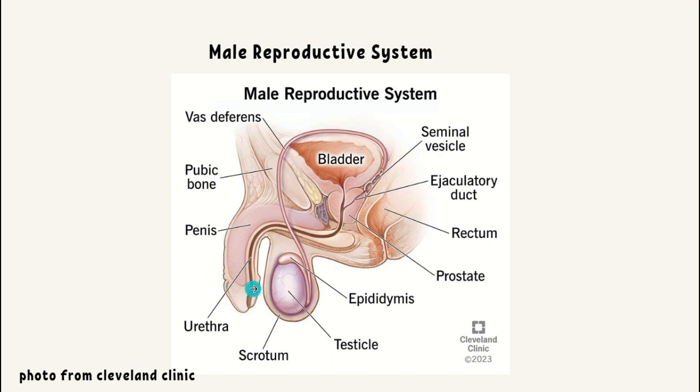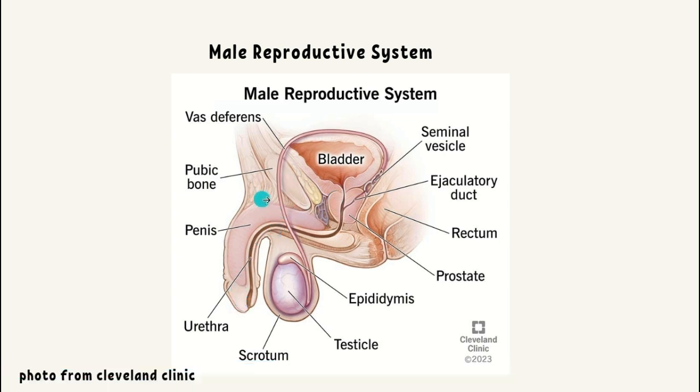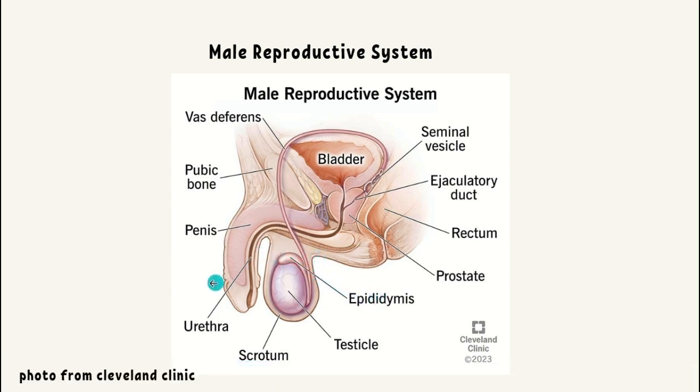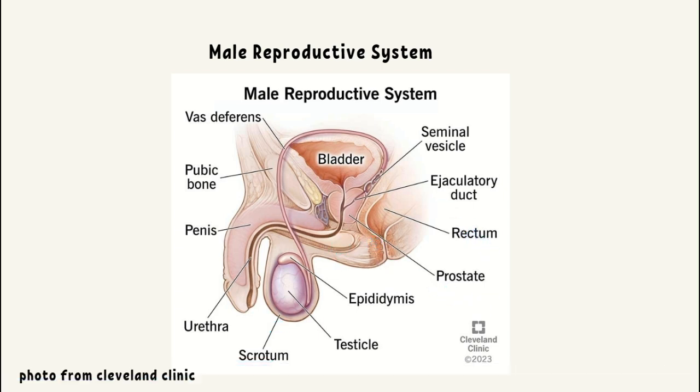And then the urethra here is what carries urine and semen out of the body, right? And then the epididymis, and let's talk about the prostate. So basically, it's a walnut-shaped gland that surrounds the urethra and adds fluid to the semen, right? So that's really what it does.